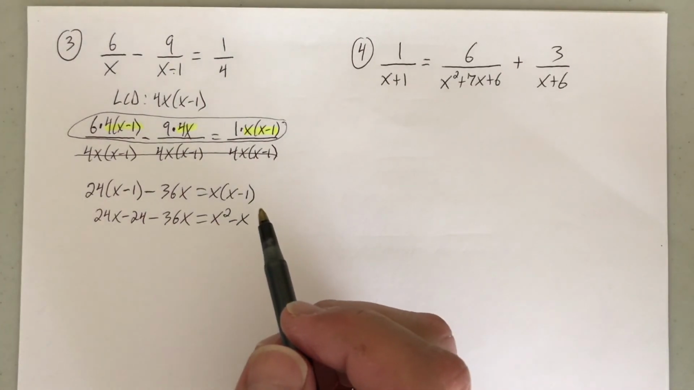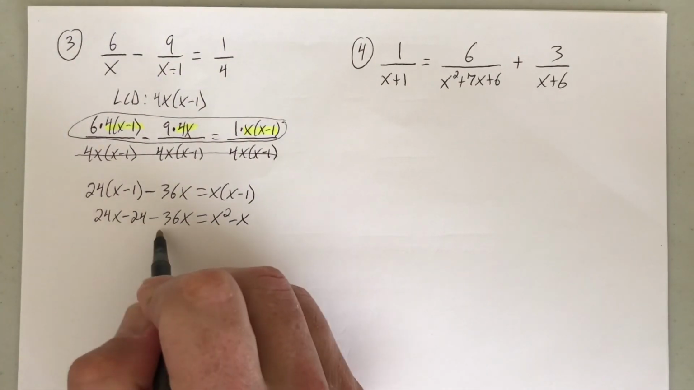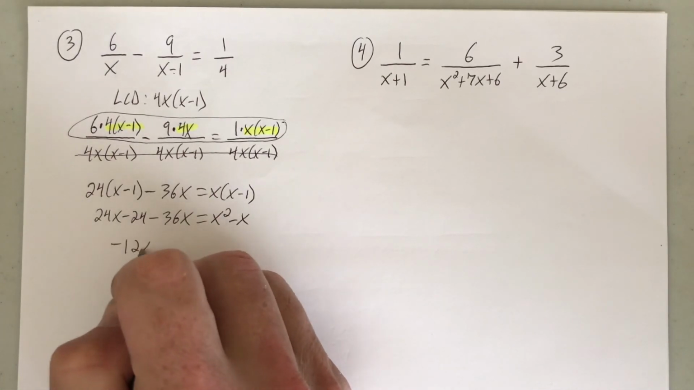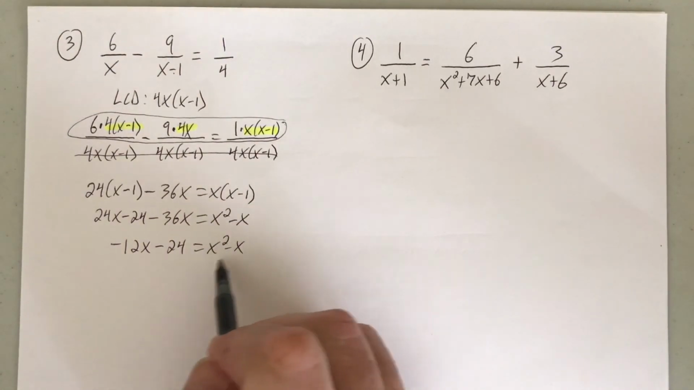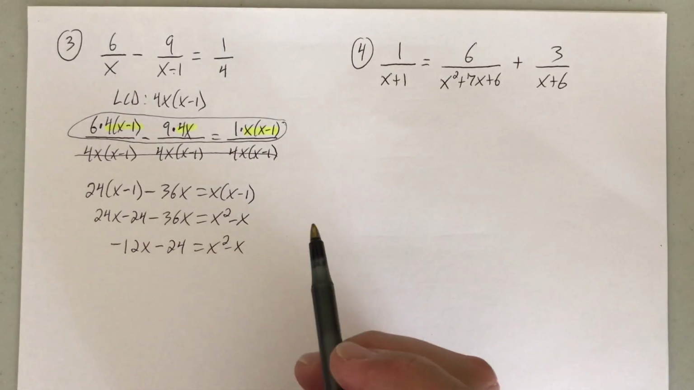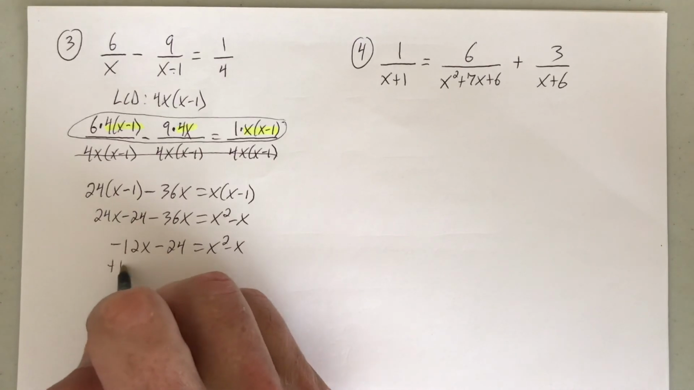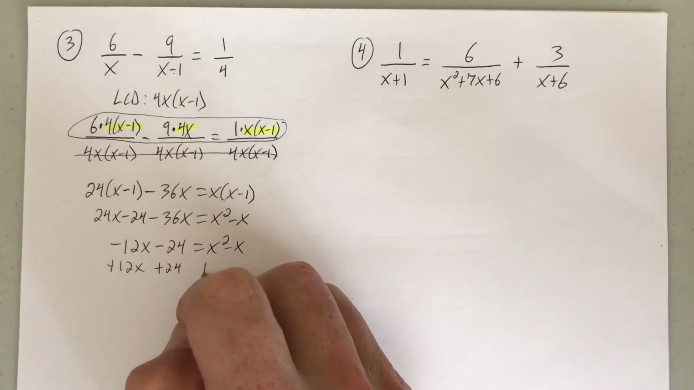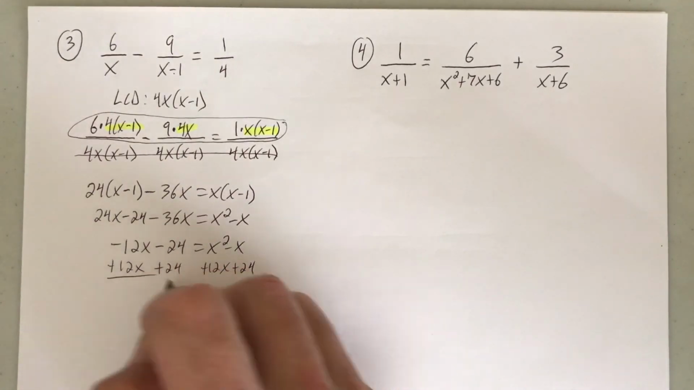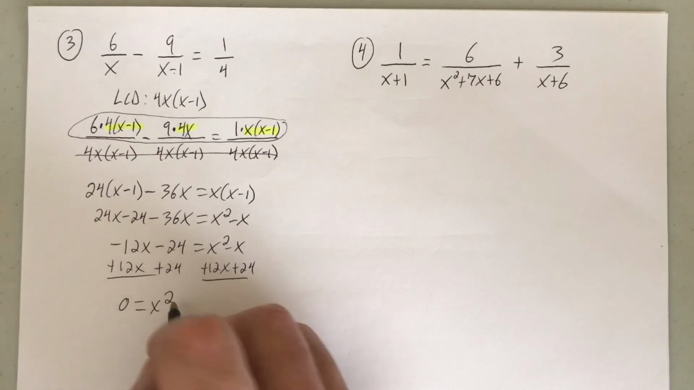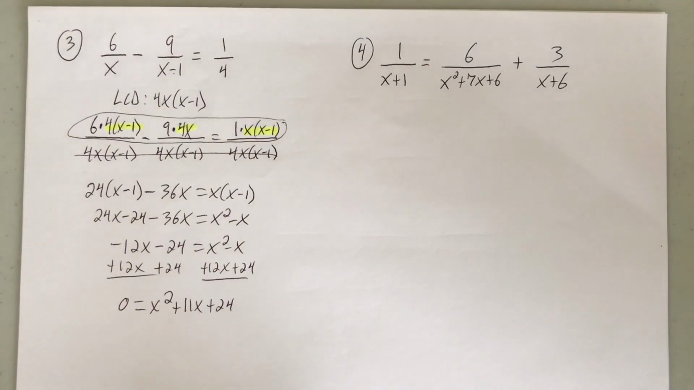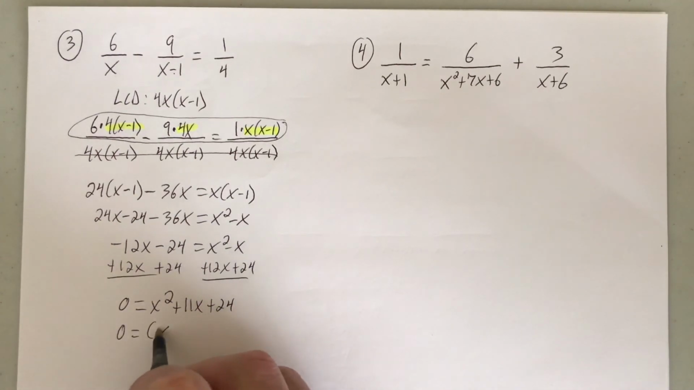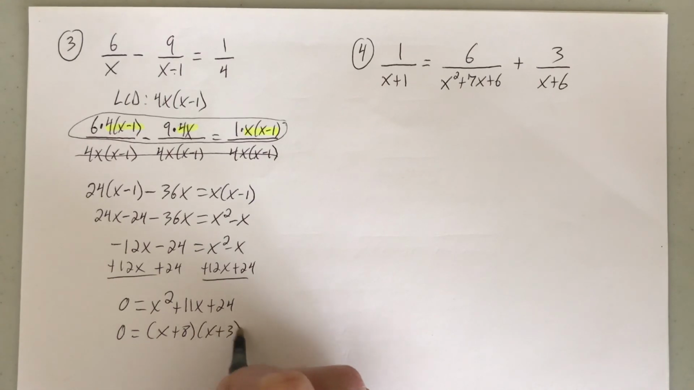Look for any like terms. So then I got the 24x and the minus 36x. So negative 12x minus 24 is equal to x squared minus x. And now at this point, I see I got a quadratic. So I'm going to want to set this equal to 0, and hopefully it'll be factorable. So I'm going to add 12x, add 24. So that's going to give me x squared plus 11x plus 24. And now from here, I'm going to go ahead and factor that. And when you do factor it, it becomes x plus 8 times x plus 3.